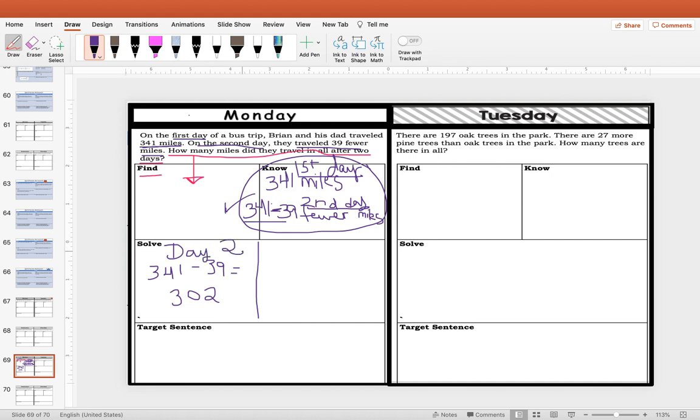Okay. Now we have to go back to the question. So here is the question. How many miles did they travel in all after 2 days? So this is one day here. And then we need another day that's already there. And day 1 just has a straight up 341 miles.